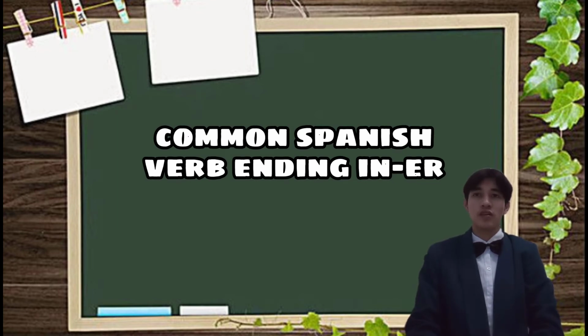In this lesson, we will discuss common regular ER verbs in Spanish and how to conjugate them for different subjects in the present tense. To conjugate these verbs, you remove the ER ending and add o, es, e, emos, éis, and en, depending on the subject.